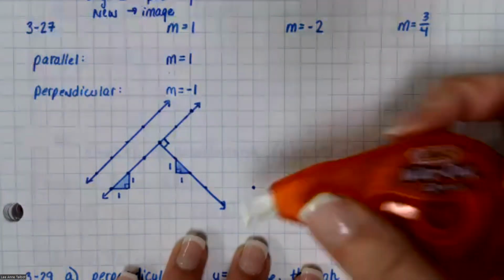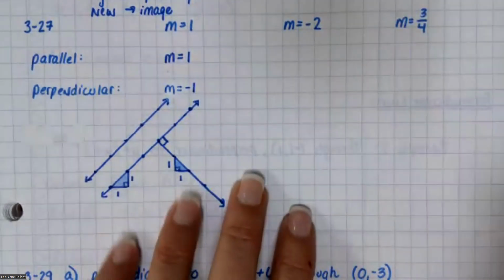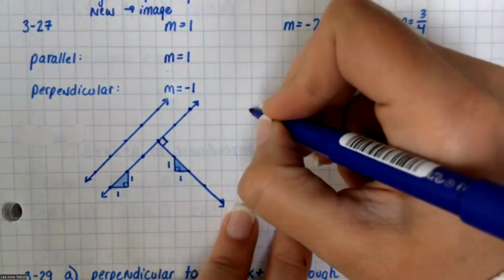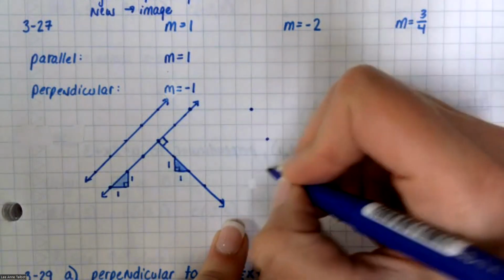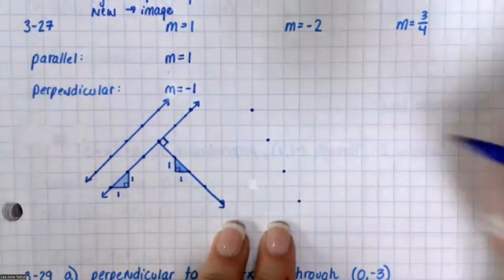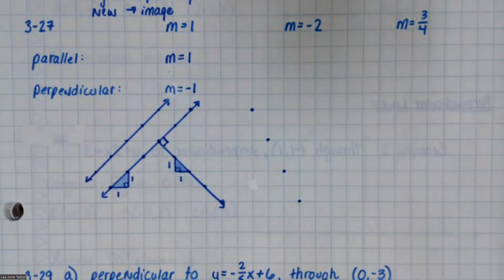Actually, don't do that. That's a bad idea. I just realized the slope was negative. Okay, start up here and go down 2/1. Make a slope of -2.